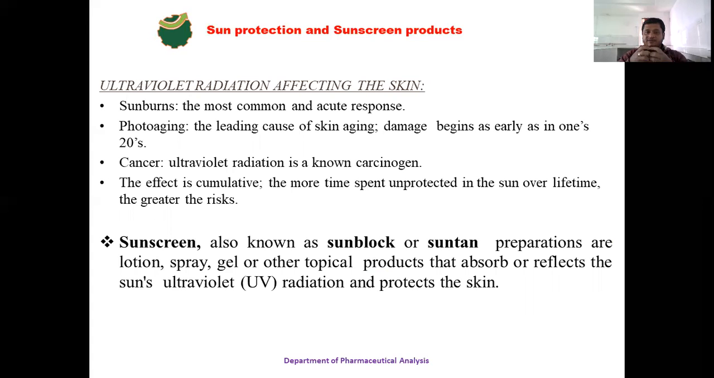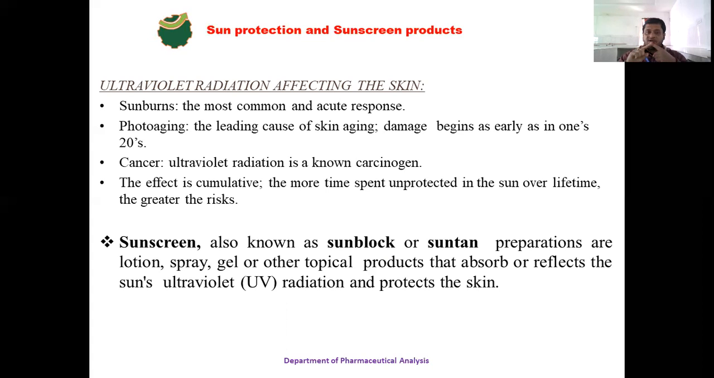Now how can we define a sunscreen product? A sunscreen product, also known as a sunblock or suntan preparation, can be in lotion type, spray, gel, or any other product which can be used topically, which will absorb or reflect the UV rays and protect the skin. So it can be any dosage form. Mainly it will be liquid or semi-solid, which can be easily applied to our skin.